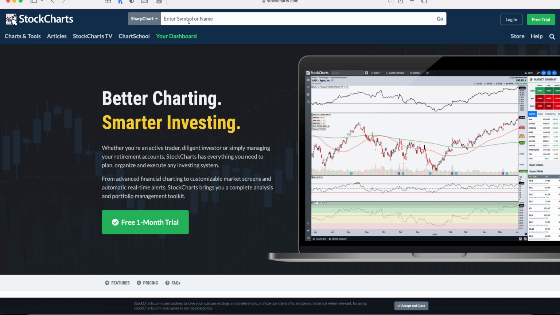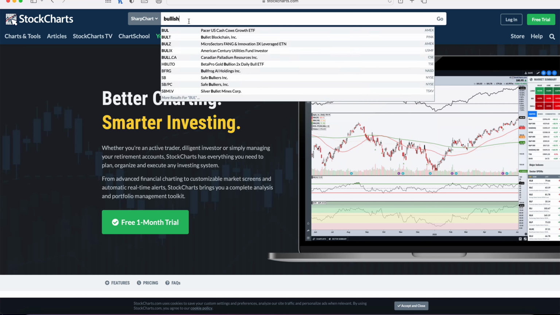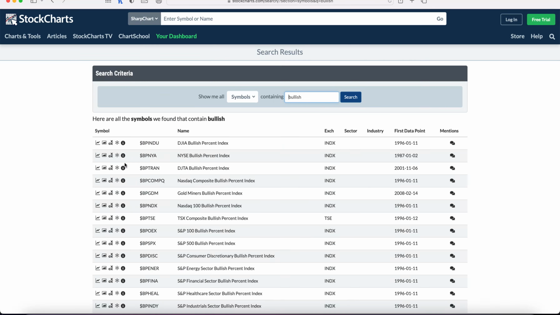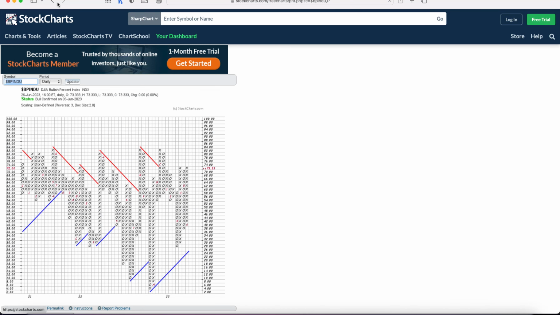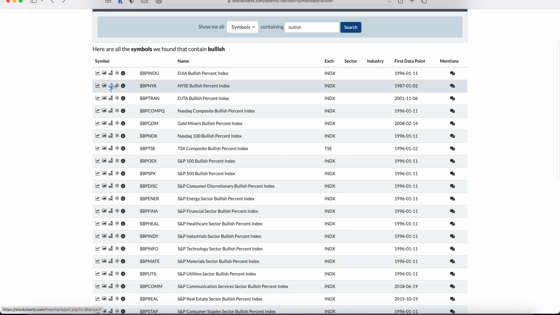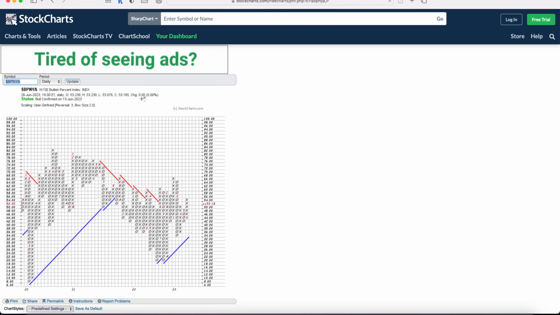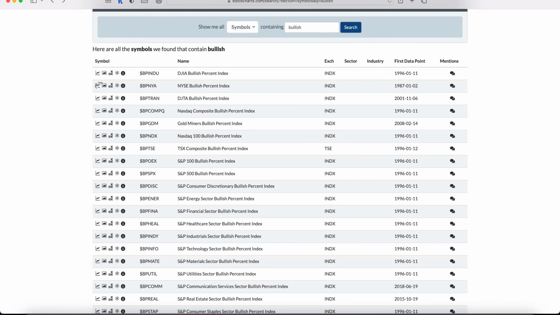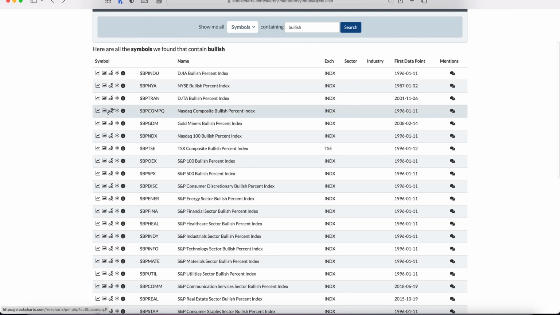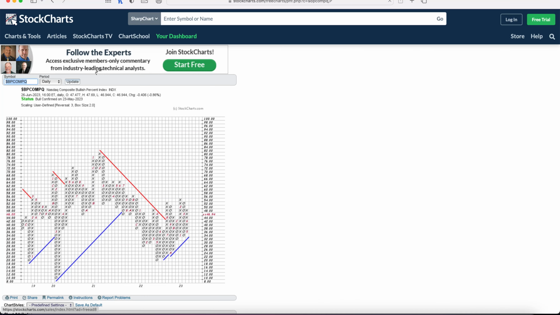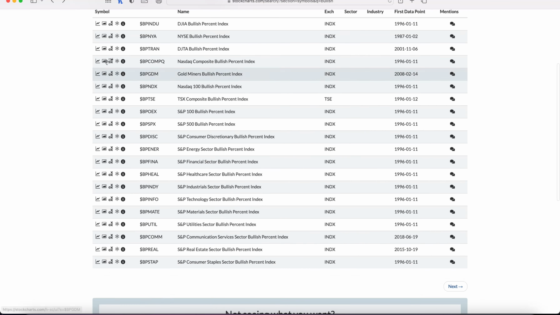stockcharts.com. Type in bullish for the bullish percent indexes and buzz through these real quick. Industrials unchanged. The New York average unchanged. Transports unchanged. The NASDAQ down 0.86%.